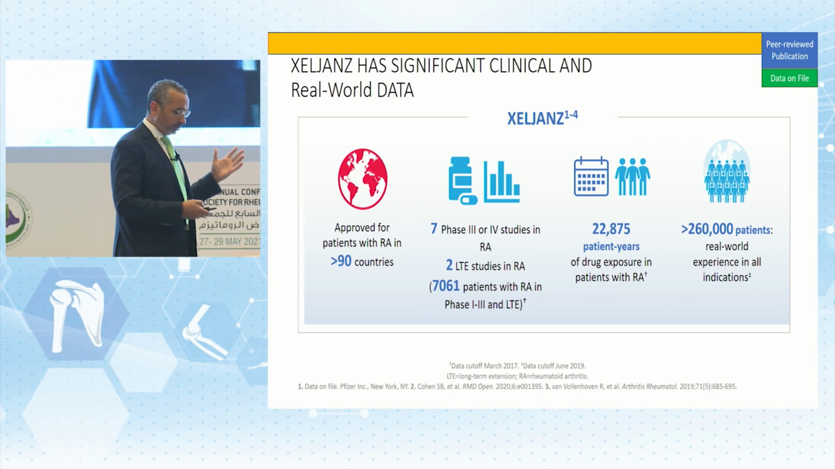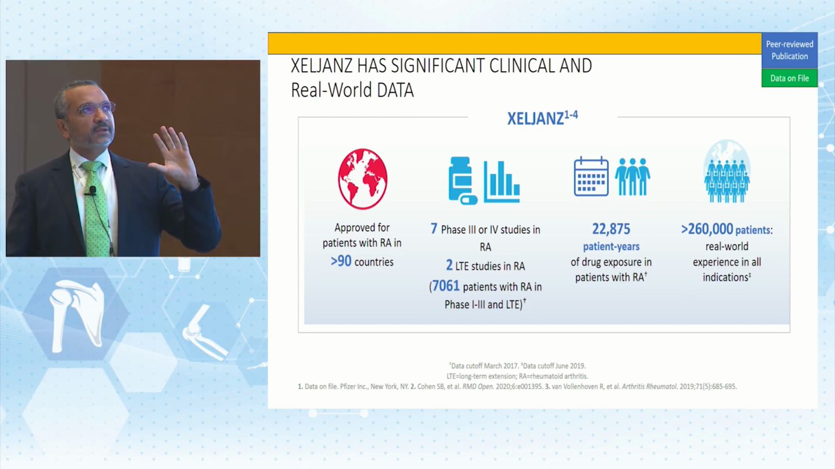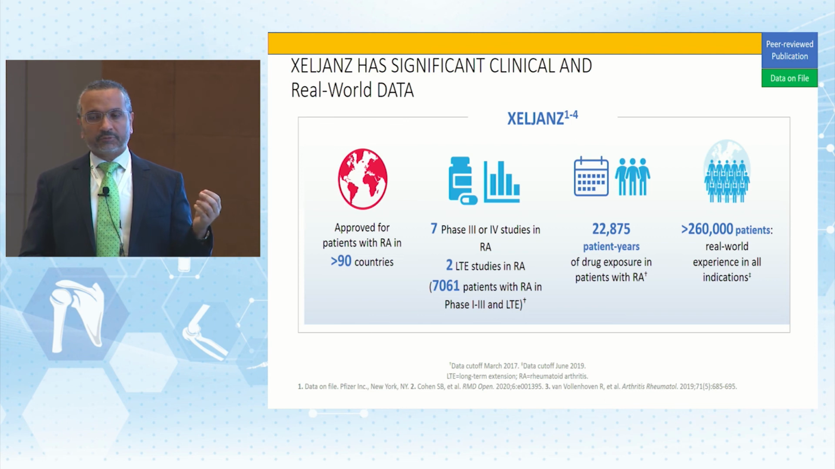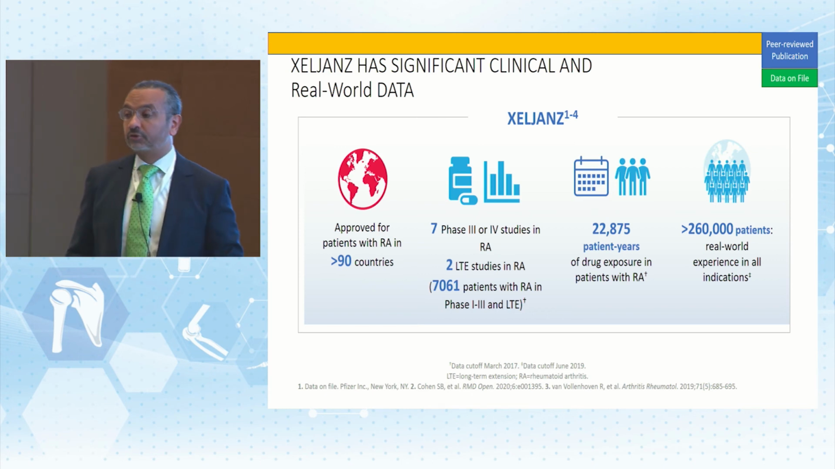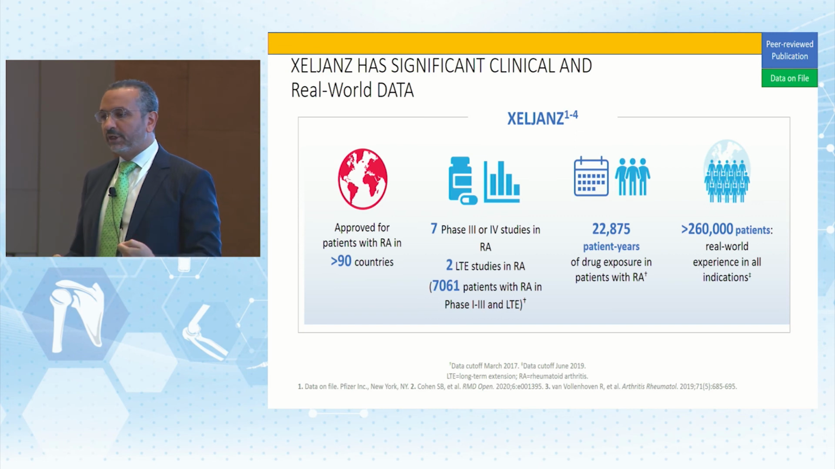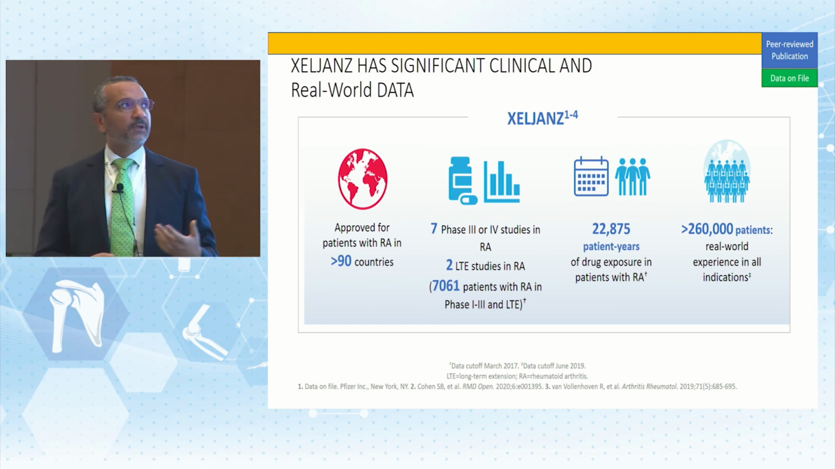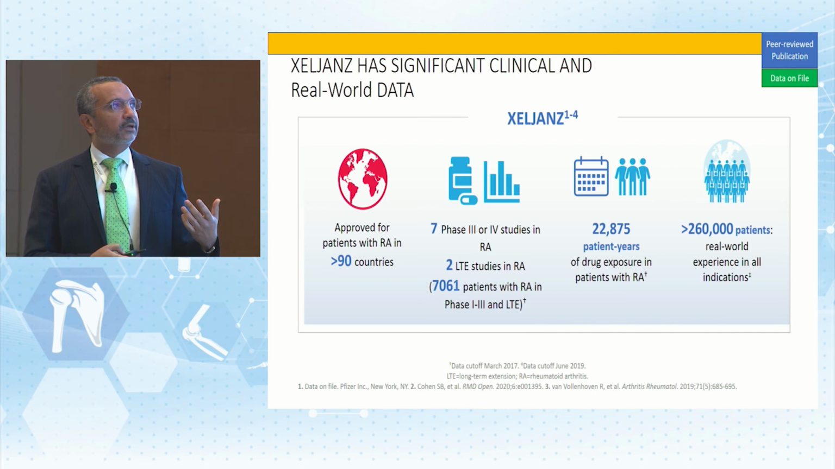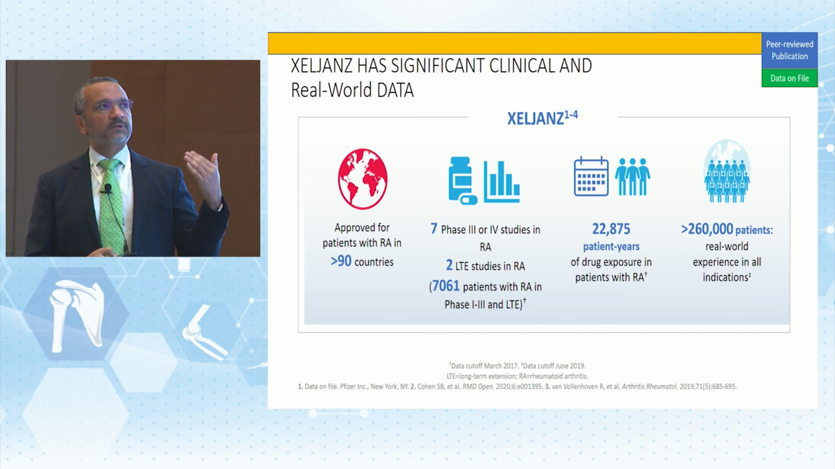Overall, I'm just finishing my talk. There is a tremendous amount of real-world data available for tofacitinib, and I'm sure for other biologics and other JAK inhibitors, but this is reassuring for us to be familiar with these new drugs and to step in and use them. It's approved in over 90 countries in the world. There are 7 phase 3 or 4 studies in RA, and 2 longitudinal studies, a total of 7,061 patients. There is a tremendous amount of experience of drug exposure over the years, in patient-years of exposure.